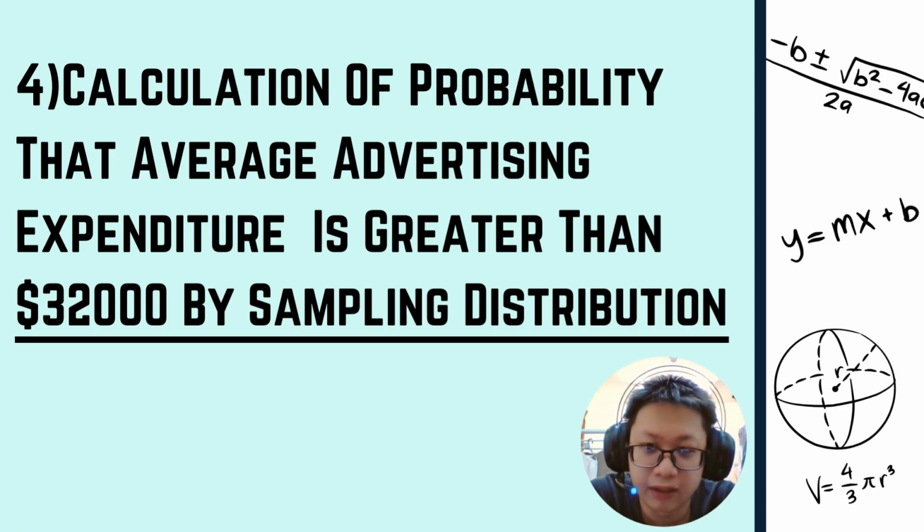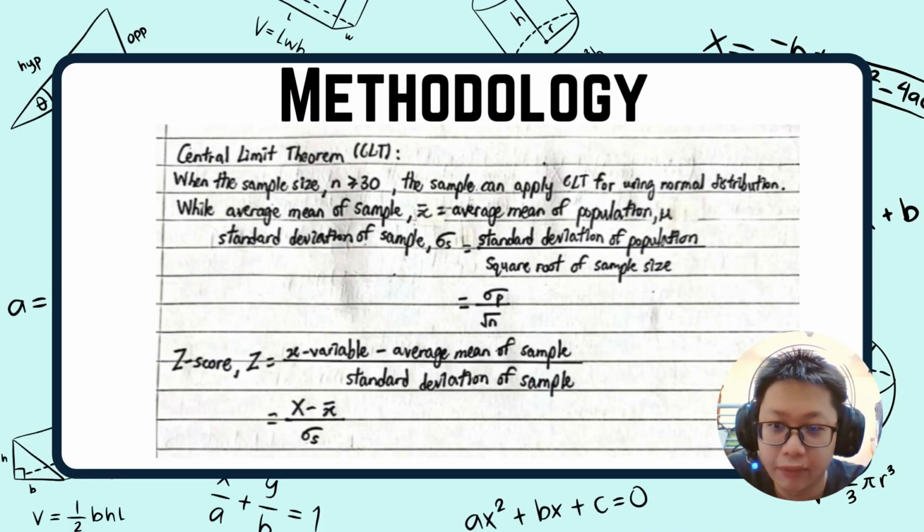Now I will present the calculation of the probability that average advertising expenditure is greater than $32,000 by sampling distribution. In this calculation, we will use the central limit theorem (CLT), and the CLT says that when the sample size n is greater or equal to 30, we can apply CLT and use the normal distribution to solve. After applying the CLT, the average mean of the sample will equal to the average mean of the population, and the standard deviation of the sample will equal to the standard deviation of the population over the square root of the sample size.